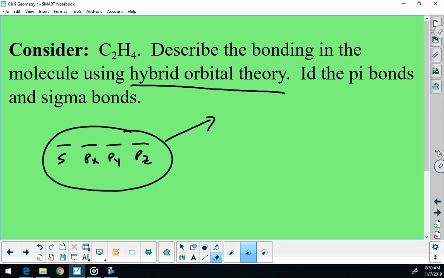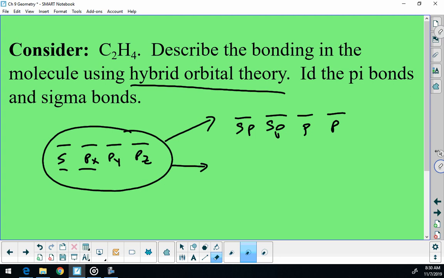I could end up where I have 2 hybrid orbitals. We call those 2 sp orbitals. So if I end up with 2, I'm only using the s and one of the p's. That means I would have 2 other p orbitals that are still unhybridized. That's one type of hybridization.